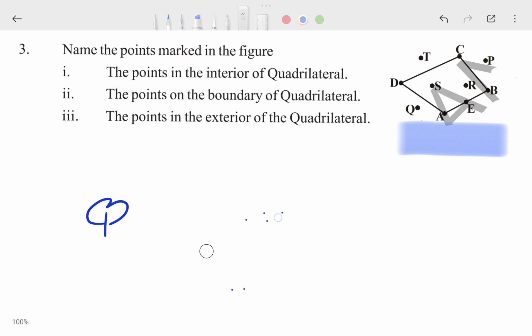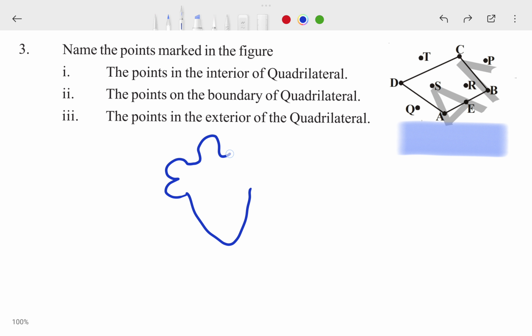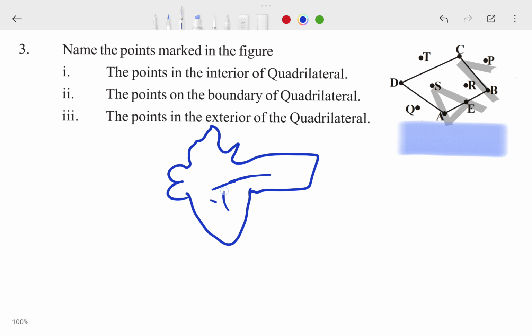If you see the map of India, it is looking like ice cream, but let's suppose this is a map of India. It is not perfect, but I will try. Inside our country, all are Indians. Who is living in India? All these are Indians. So those who are in our nation are the interior, and this is the boundary of our country.